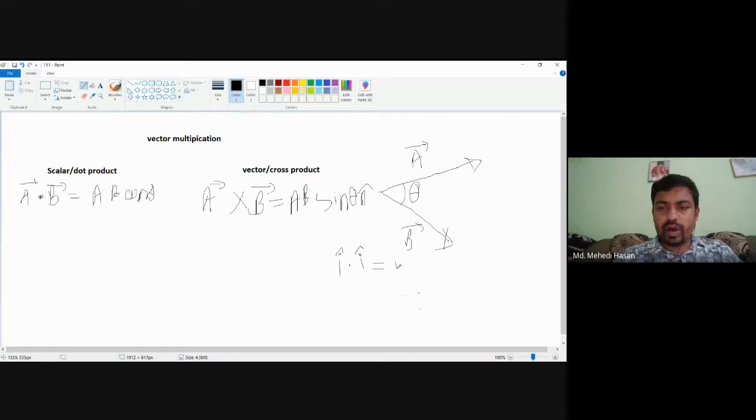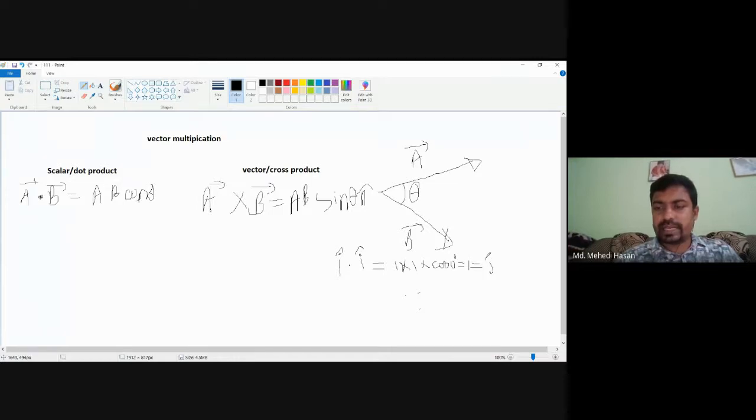It's equal to 1 into 1 into cos of the angle. You know that the angle between similar vectors is 0. The angle produced with i and i is 0 degree. So cos 0 is 1, so this is equal to 1. So in case of similar unit vectors, the dot product result is 1. i dot i equal to 1.